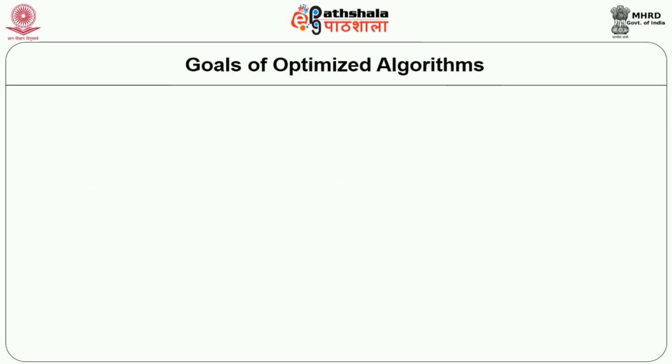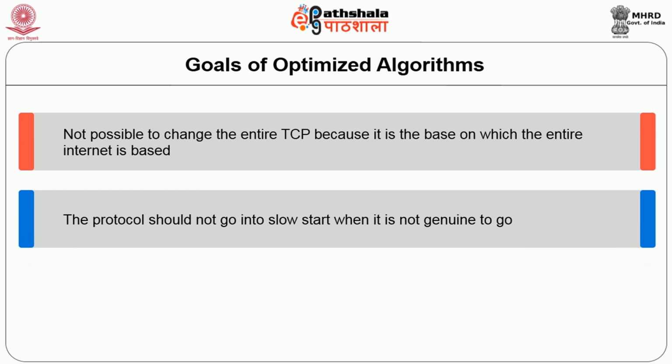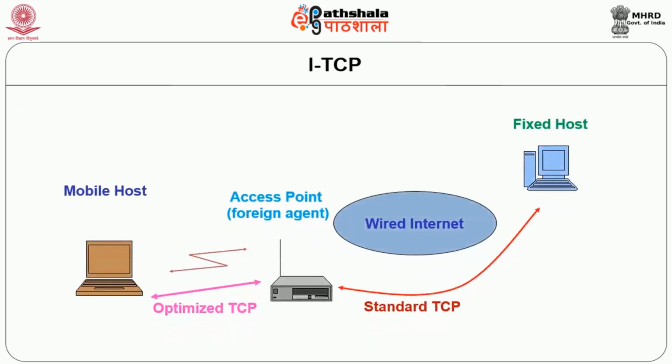Now what should be the goal of these protocols or algorithms? The first thing is that I cannot change the entire TCP, because this is the base on which the entire internet or the WWW is based. Secondly, the protocol should not go into slow start when it is not required. And thirdly, the mobile related problems should be isolated from the existing network protocols when fixed hosts and wireless stations wish to communicate. So looking at these three requirements, a specialized algorithm has been designed.